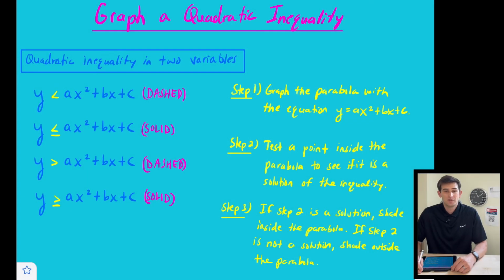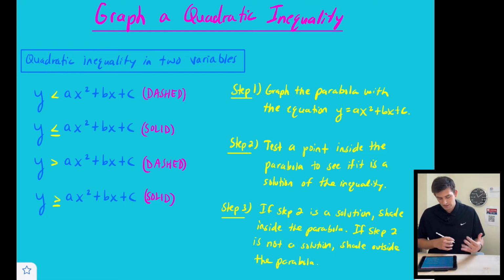Hello everybody, in this video we're going to talk about how to graph a quadratic inequality in two variables. So we have a y and we have an x. We're going to think about how we did this with inequalities when we did linear functions, and essentially we're going to follow the same steps.